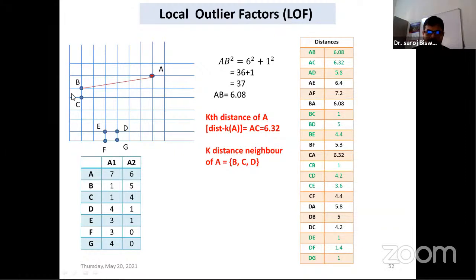And now if we calculate, because I have already calculated, that's why I'm telling. So here we are finding the distances using Pythagorean distance only.